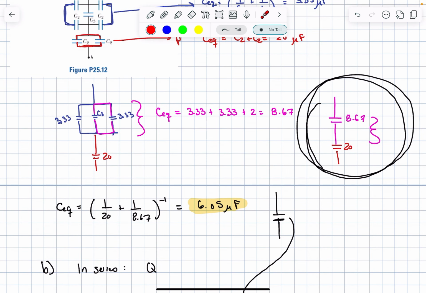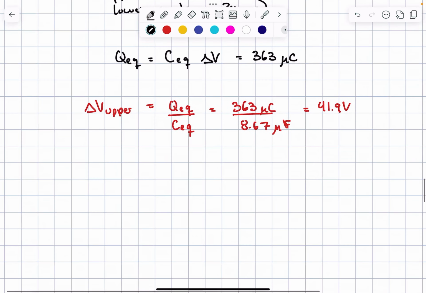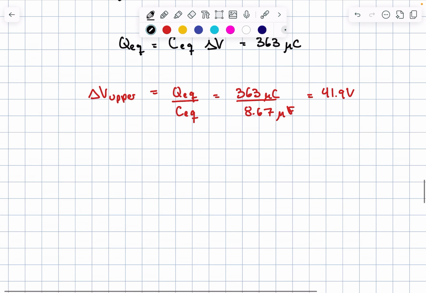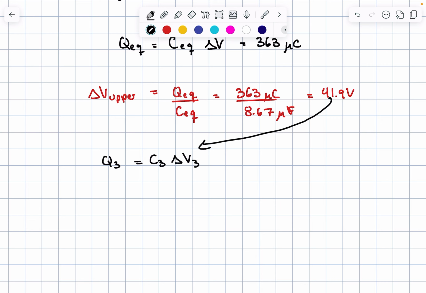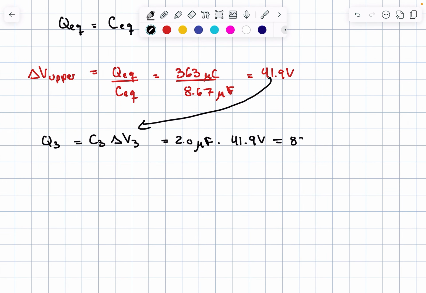Now we need to figure out what was the charge on C3, and that's easy enough. If we know that was delta V upper, we know that Q3, the charge on capacitor 3, is equal to C3 times delta V3, which is equal to 2.0 microfarads times 41.9 volts. And that is equal to 83.7 microcoulombs. So that is how much charge ended up being on that specific capacitor.